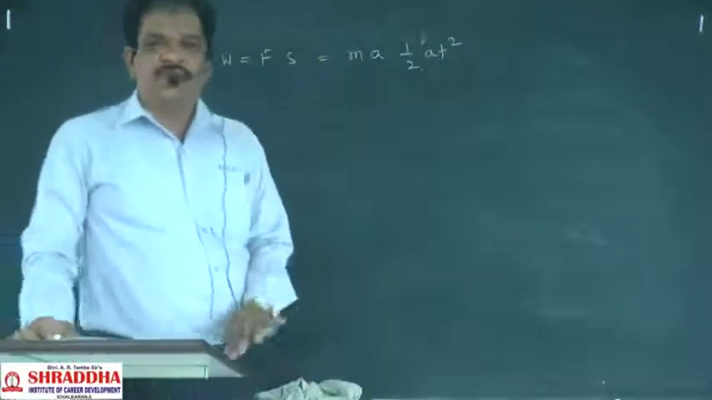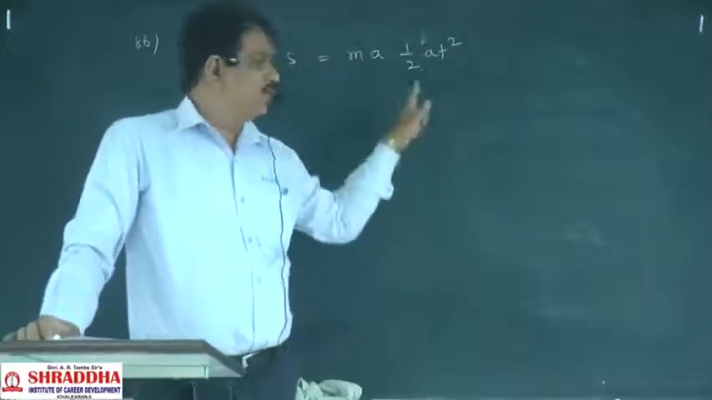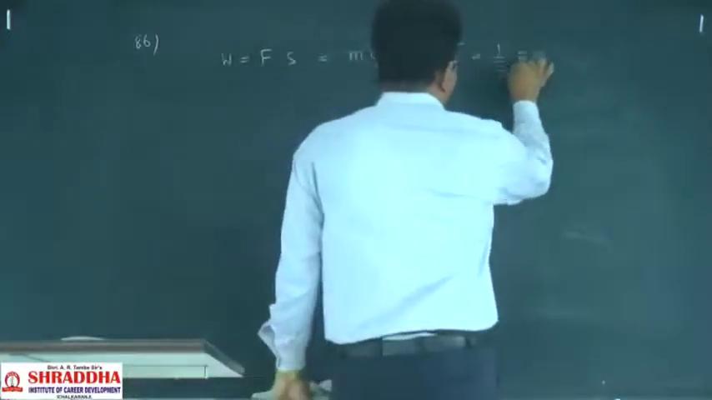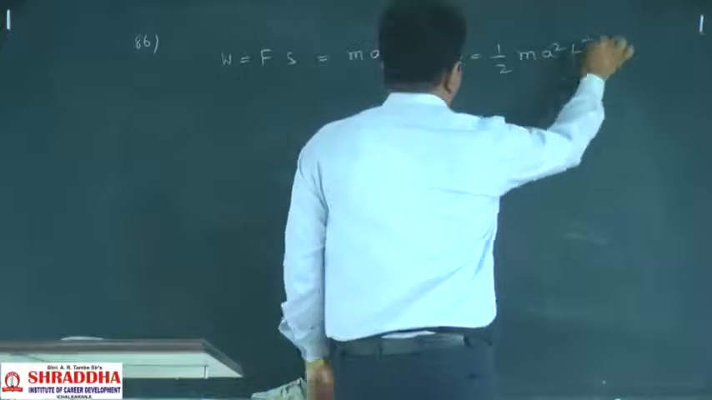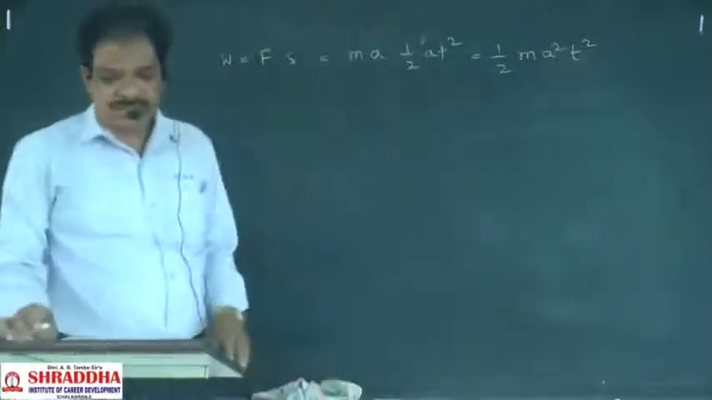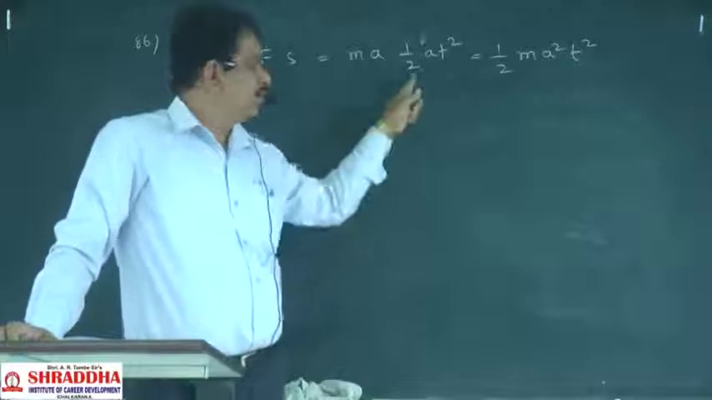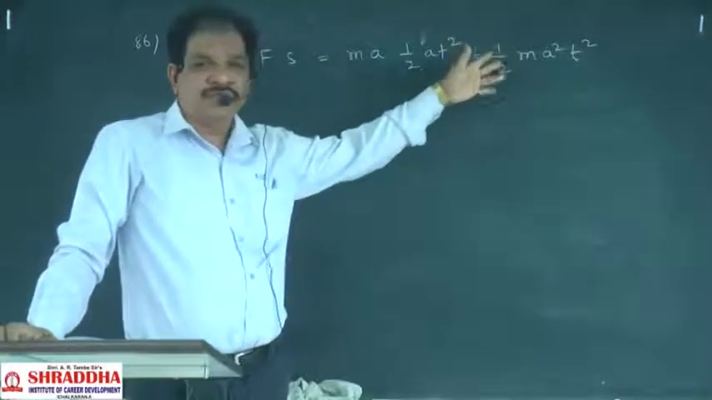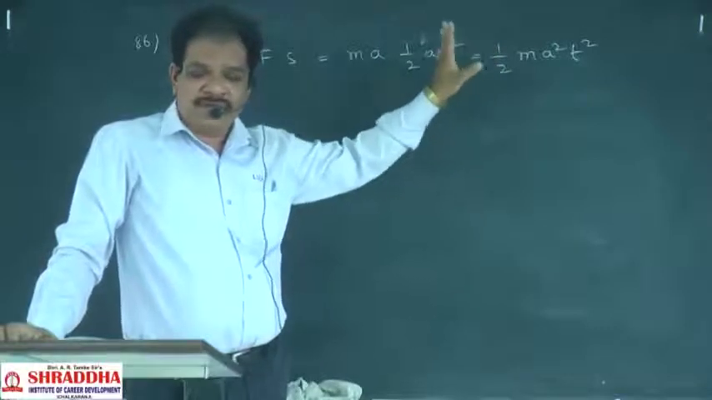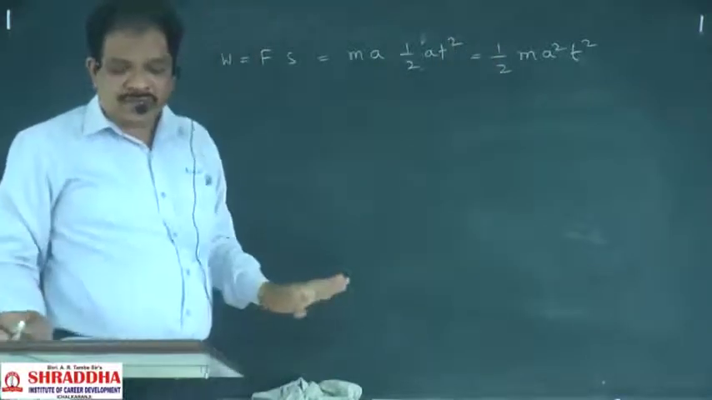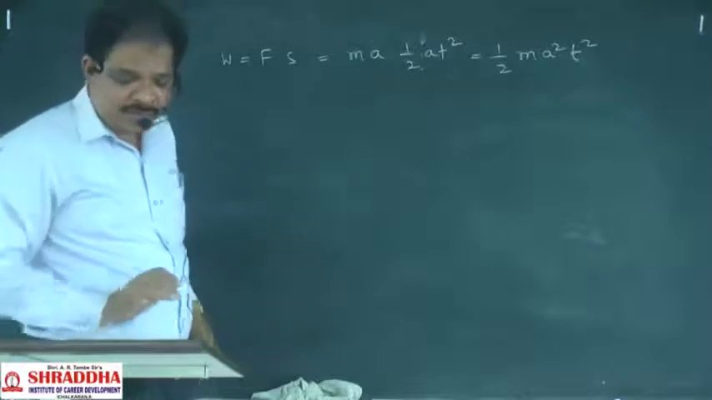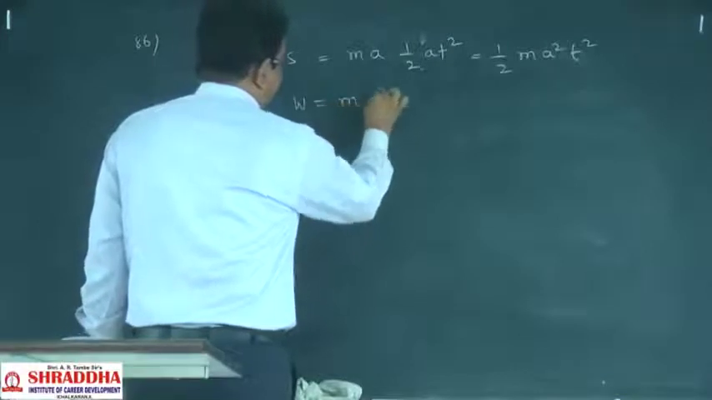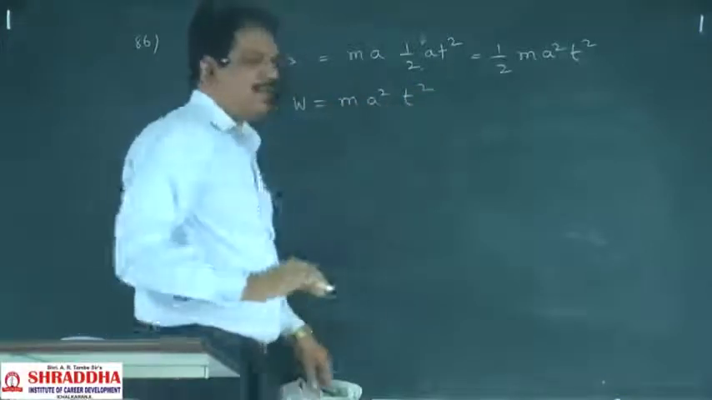UT plus half AT square actually. If U is 0, this will be AT square. So this value MA square T square. So W is equal to half MA square T square. Half, no need to consider, because we are calculating the unit only here, not the value. So W is equal to MA square T square.